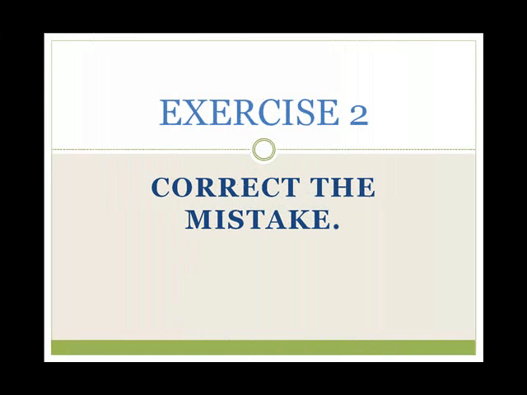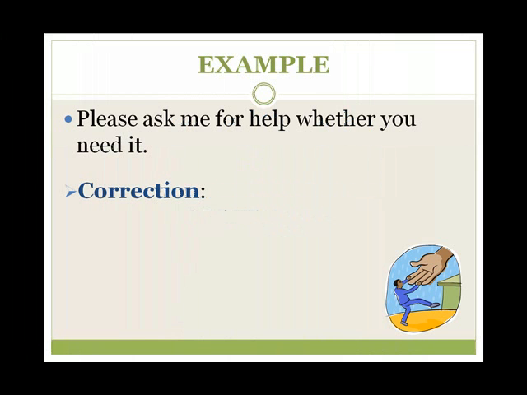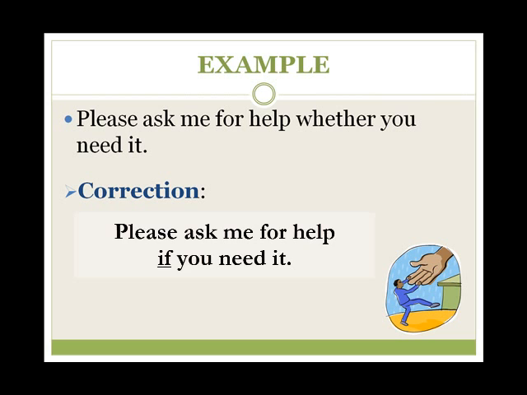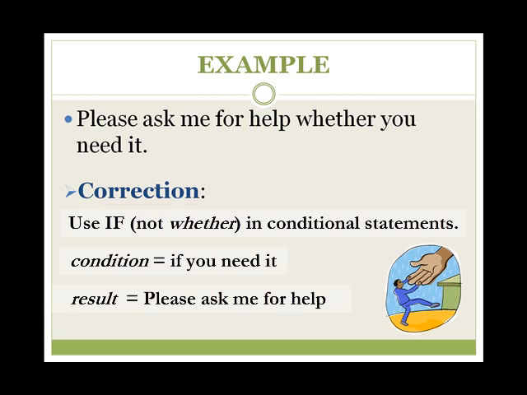Exercise 2. Correct the mistake. Example: Please ask me for help whether you need it. This is incorrect. The correction is, please ask me for help if you need it. Remember that sometimes we can use if or whether in a sentence and it doesn't change the meaning, but we cannot use whether in conditional statements.